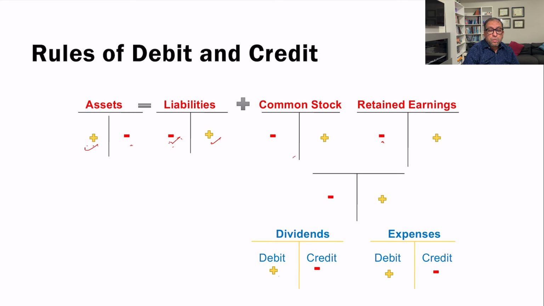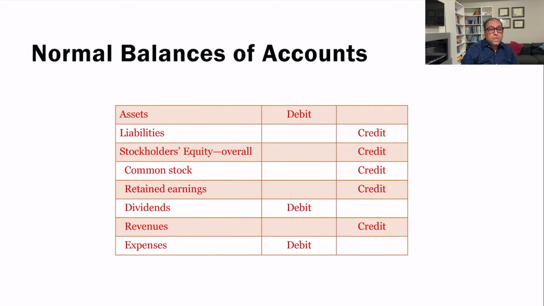Dividends are debited. So what is going to happen? If we increase the dividend, the dividend is going to be debited and the retained earnings credited. Expenses are the same case. So we see here that assets always have a debit balance, because an increase in an asset is debited. So whenever we have an asset, it should be debit, right?